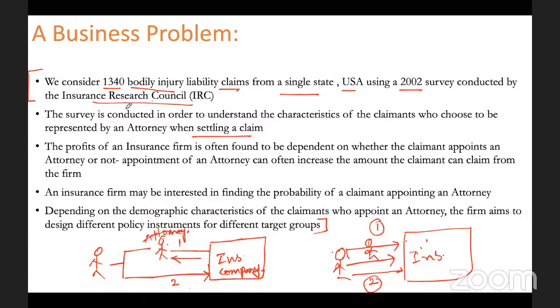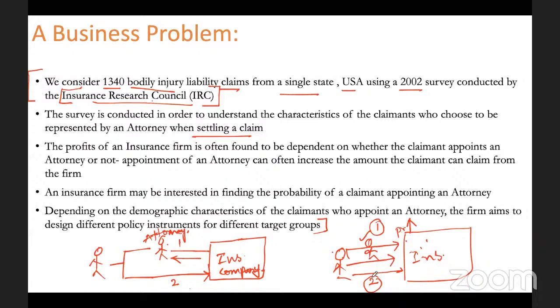Now, the situation here is that the IRC, the Insurance Research Council, is founded by various insurance companies. These companies want to understand what customer characteristics would lead customers to approach attorneys, and what kind of customers would go through the second path. If I know upfront, before selling any insurance policy to this customer, that the customer is going to follow the first path, then I have different plans altogether. I'll increase my premium amount, so that even if this customer goes through the first path, the transactions would be balanced out, because I'm going to charge a very high premium and that person would definitely go through an attorney.